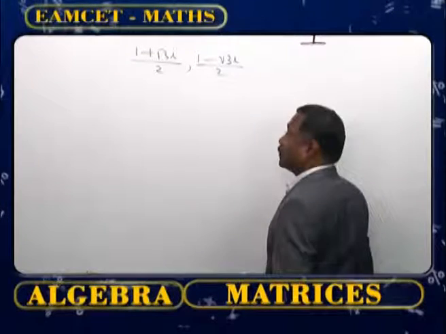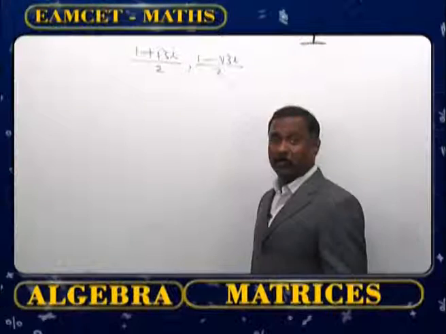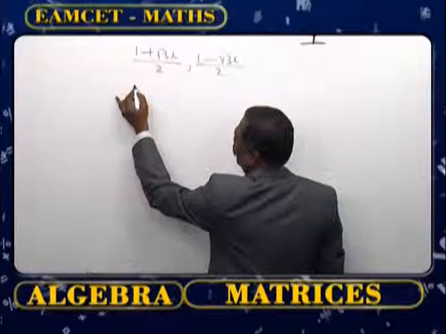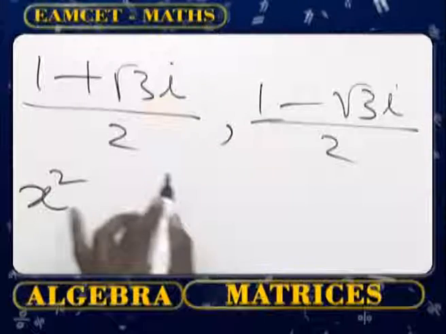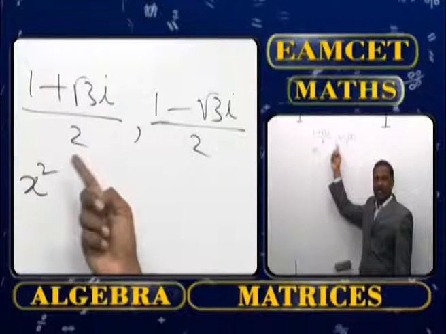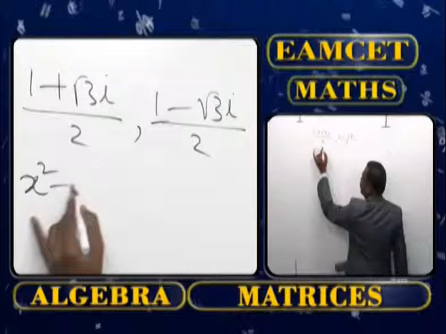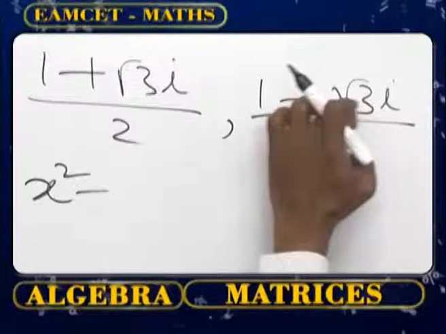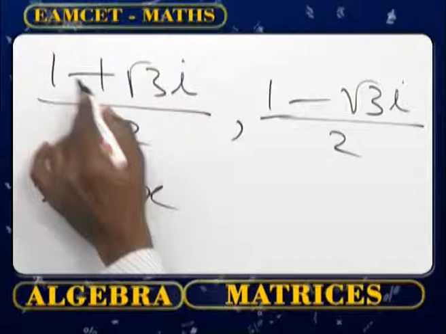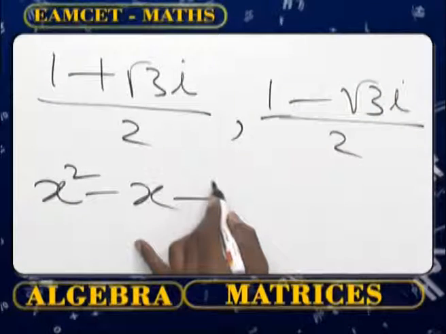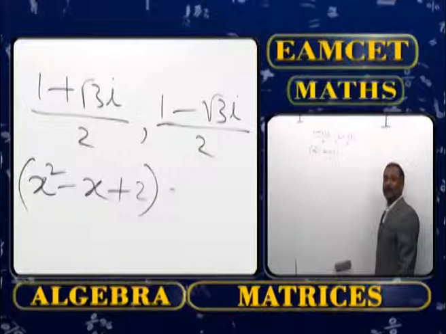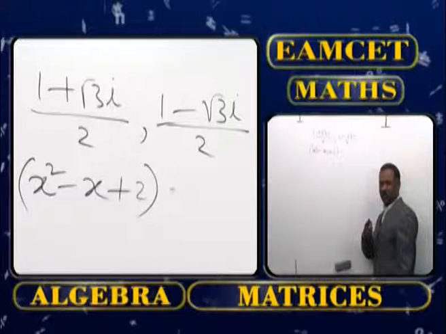But to solve this equation, what to do? Simple. Write the factor with these roots: x^2 minus the sum of the roots, where the root 3 i and minus root 3 i get cancelled, so 1 by 2 plus 1 by 2, that is 1, times x, plus the product of the roots, (1 plus 3) by 4, that is 1... by 2, it is 2. That is the factor. What I want you to understand is that this must be a factor of the given equation.